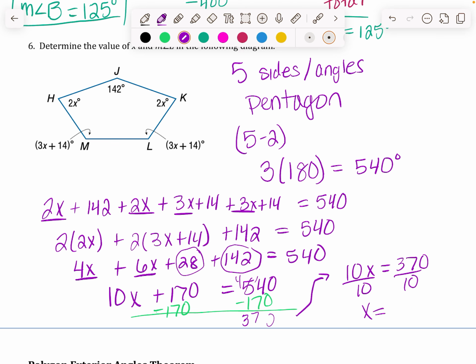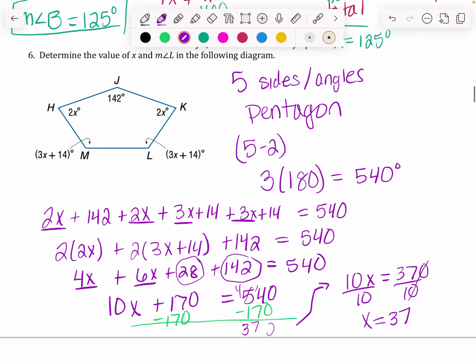And dividing by 10 with something that ends in a 0 is easy because you just take the 0 off, and then 37 divided by 1 is 37. So x equals 37 in this question.